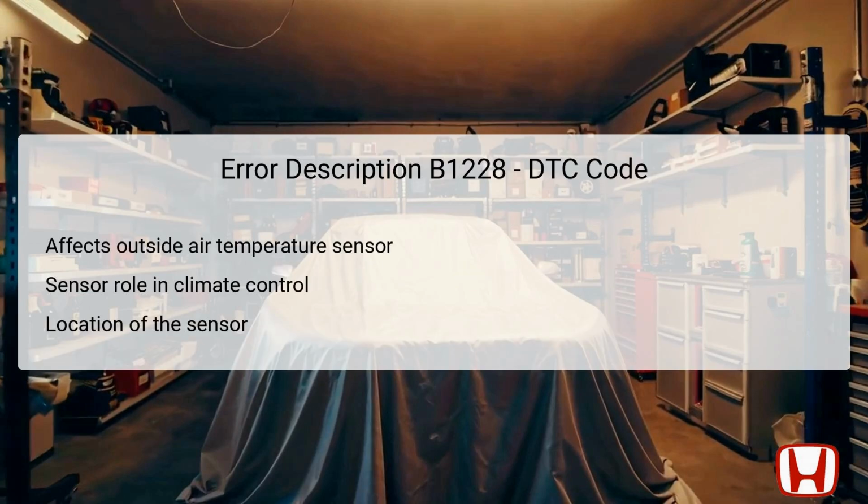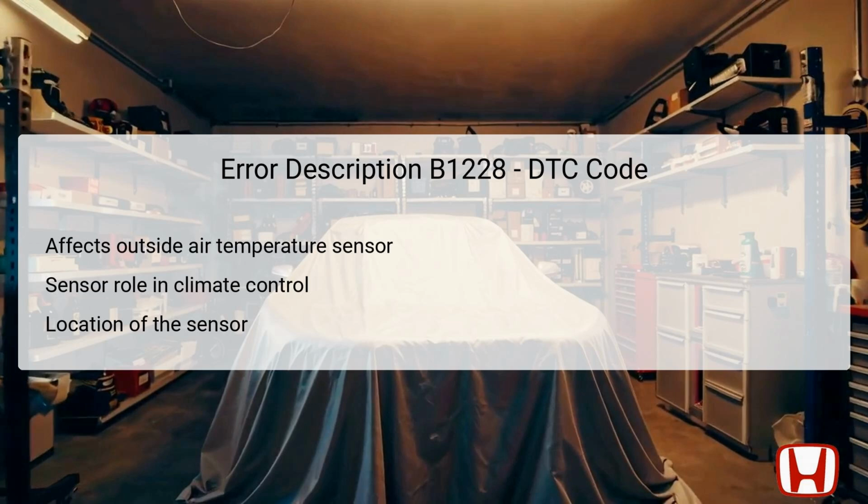DTC B1228 indicates that there is a short circuit present in the outside air temperature sensor circuit. This circuit is vital as it allows the climate control unit to gather accurate temperature readings from the ambient air. The outside air temperature sensor is typically situated at the front grille area of the vehicle, providing consistent data to the internal systems.